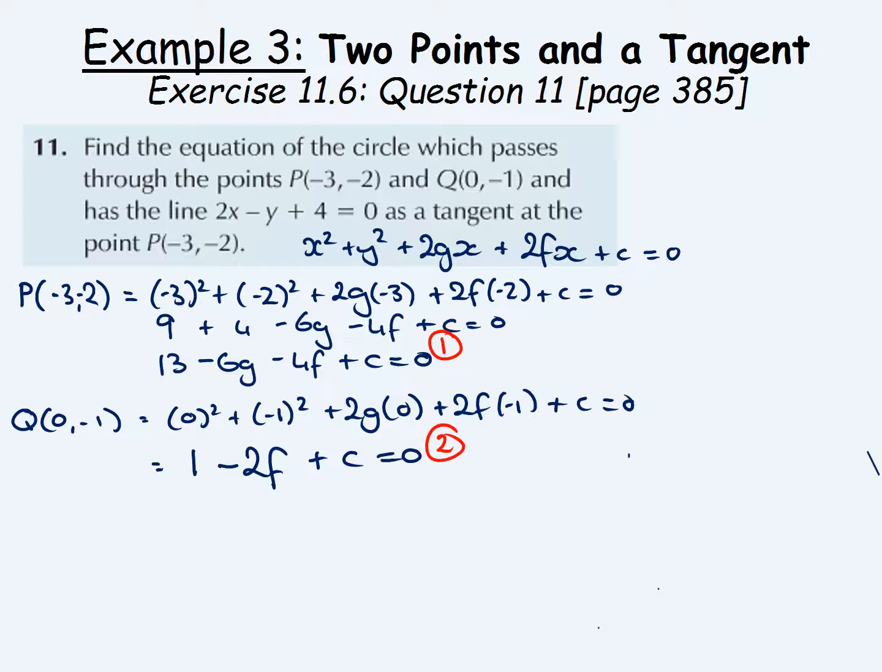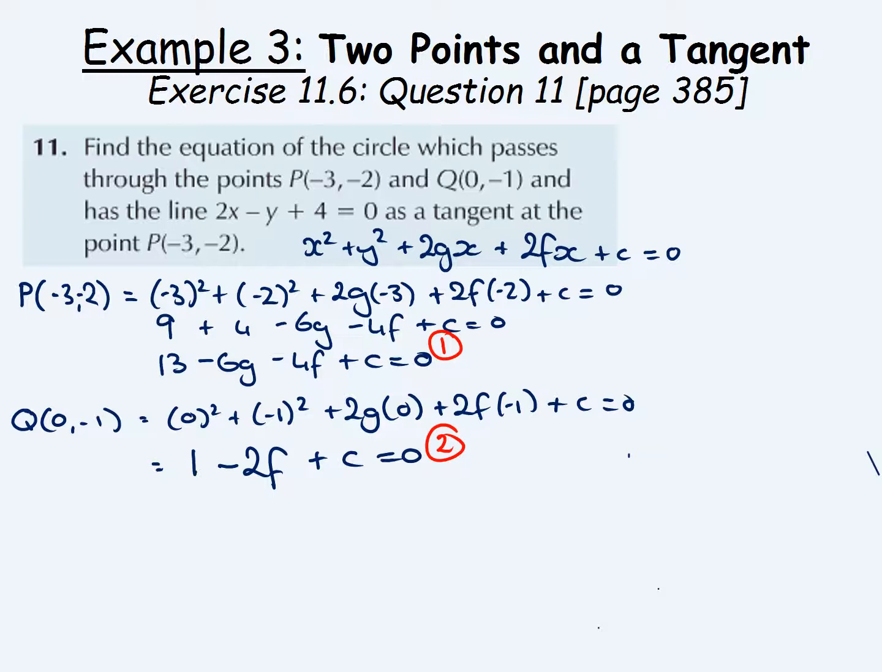So again, now we have a lot of unknowns going on, but we don't necessarily have all the information that we need, because we won't be able to solve this using just two equations, because if you notice we have a g, an f and a c. So to go back and ask what's the extra piece of information that they gave us, and it said the line 2x minus y plus 4 equals 0 is a tangent, and it's a tangent at the point P.